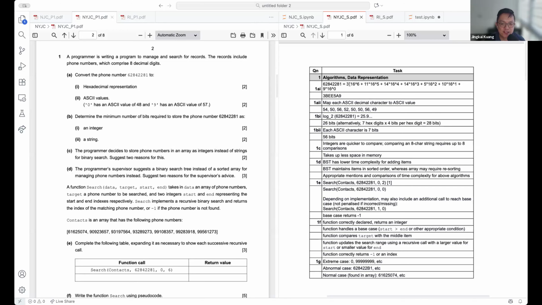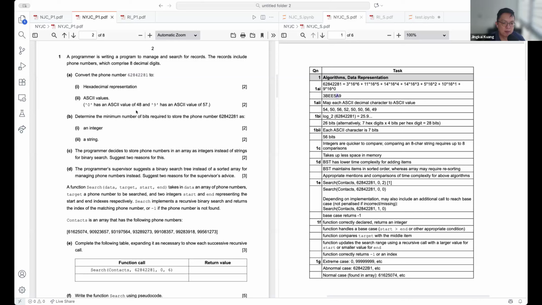Then you reverse engineer the working out. So this is 9 times 16 power 0. This is 10 times 16 power 1. You can reverse engineer the other steps also. Then they convert the ASCII value. This hexadecimal is treating the whole number as an integer. This ASCII value is treating it as a string. So each number you can convert all of them.